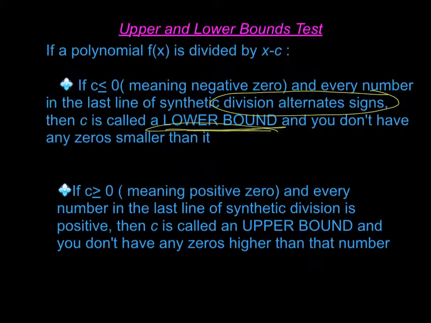If your c is greater than 0, meaning you have a positive zero, like 5, 6, 7, 8, etc., and every number in the last line is positive, then it's called an upper bound, meaning you don't have any zeros higher than that. So if you have all positive numbers and you choose a bigger number, all that's going to happen is your zeros are going to get bigger and bigger, or all of your numbers on the bottom will get bigger and bigger.